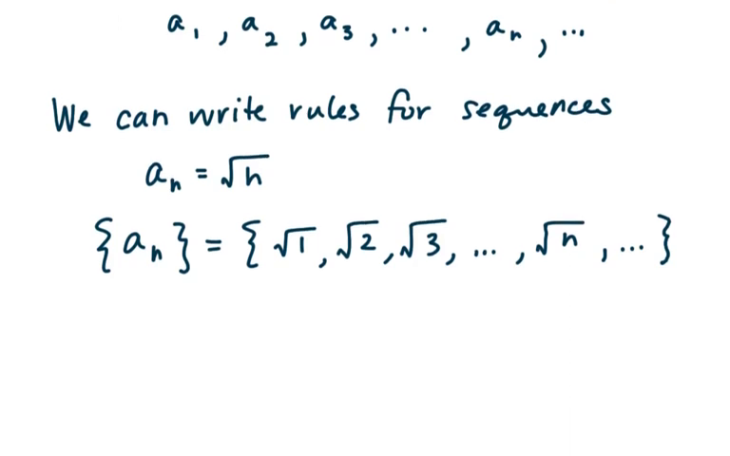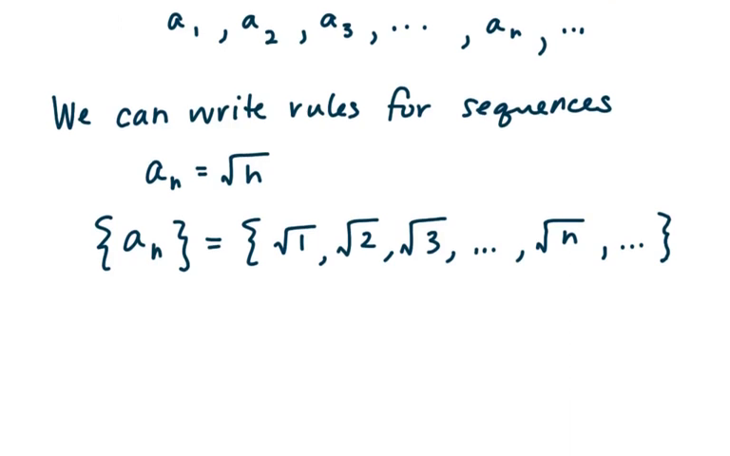So another way that we might be able to write this, just a different type of notation, we could say we're dealing with the square root of n from n equals 1 to infinity. So that's just an alternate notation for sequences.